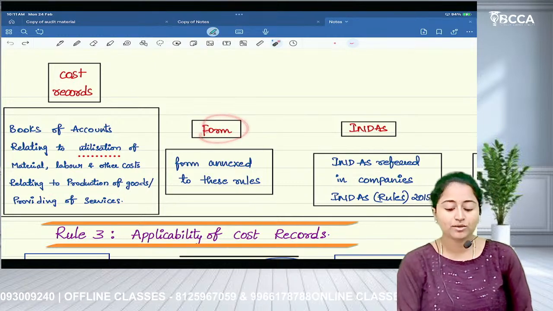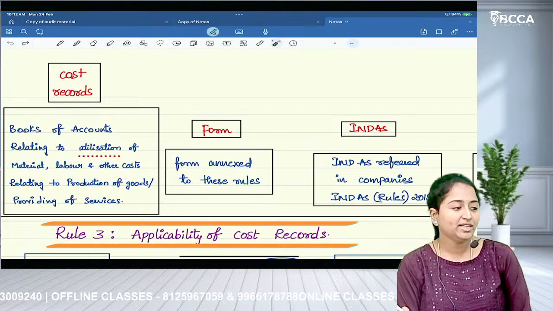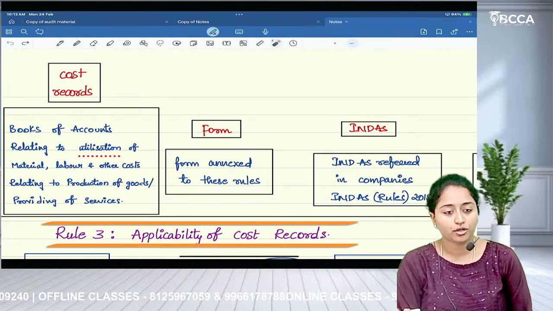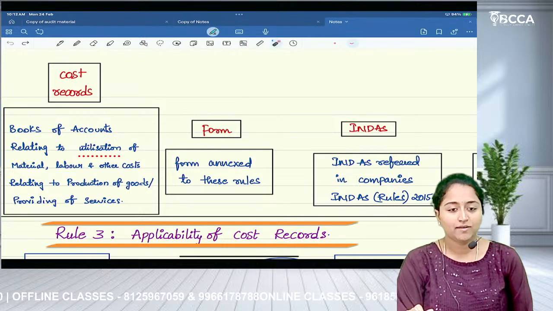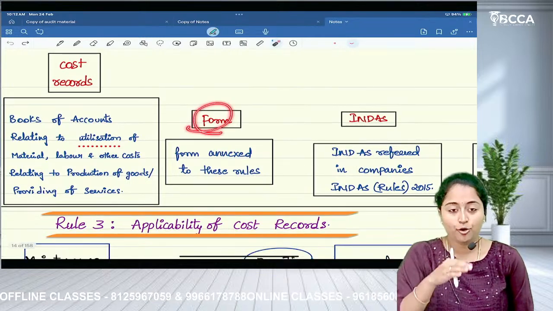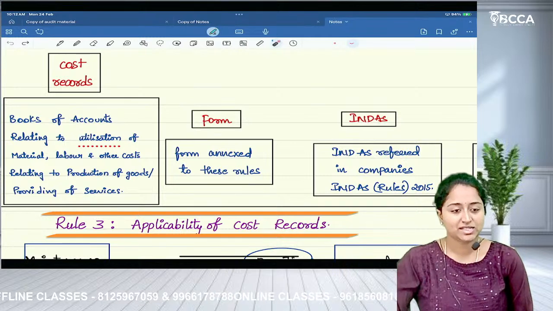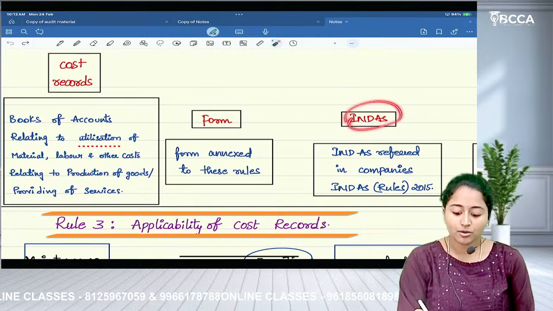Now form, what is form? If any form is annexed to the cost audit report, or the report prepared by the cost auditor, it is called form. What are these forms? How many kinds of forms are there? We will see in this unit further on. Now what are Ind AS?